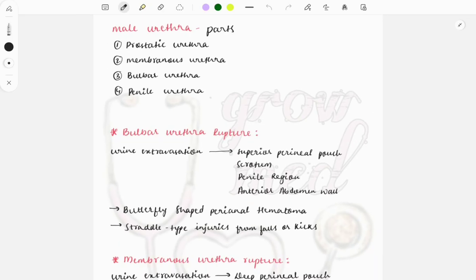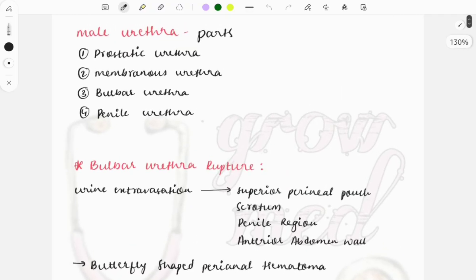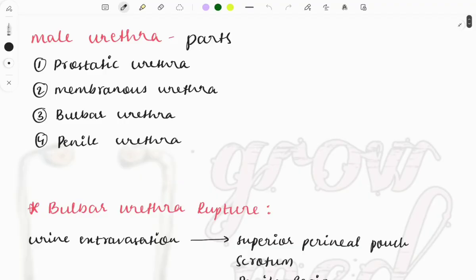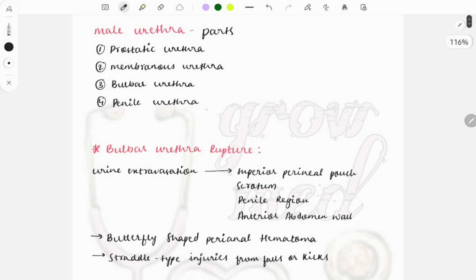Today we'll be discussing an important topic for the upcoming exam, that is the male urethra, rupture of the male urethra, and what manifestations can be seen. According to my analysis, this question was asked multiple times in past years, sometimes related to anatomy, sometimes to surgery, and sometimes as a clinical case based question. It is a very important topic, and in the recent exam also a question was asked on rupture of the urethra. So I felt why not discuss it and include it in this Super 30 series.